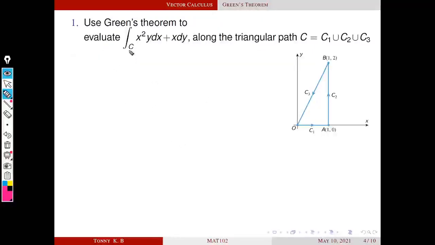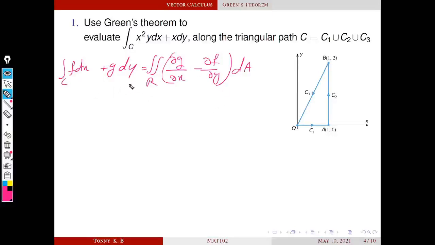First problem. Use Green's theorem to evaluate this single integral along a curve. The C is a triangular region like this. We have to evaluate the single integral using Green's theorem, that is, using a double integral. We know how to evaluate the single integral using our elementary methods. So what is our Green's theorem?